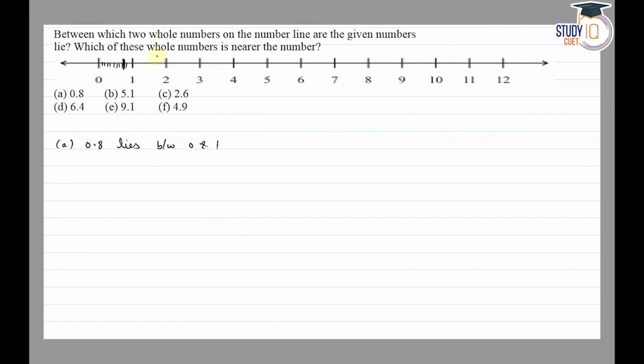And the second part: which of these whole numbers is nearer to the number? So 0.8 is here, so between 0 and 1, which one is it nearer to? 1. So 0.8 is nearer to 1.